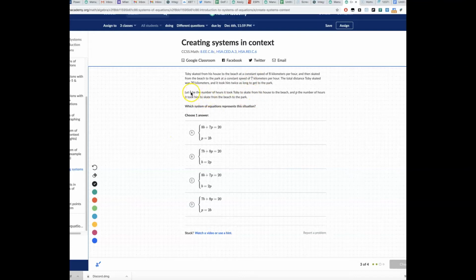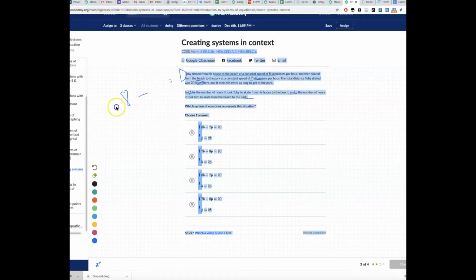Okay, so B is the number of hours it took Toby to skate from his house to the beach. And he went from the house to the beach at 8 kilometers an hour. So we've got to have 8 and B together. And then P is the number of hours it took him to get to the park. And he went to the park at 7 kilometers an hour. I just realized it's kilometers. Sorry. But it took him 20 minutes. So we got to have 8B plus 7P equals 20.